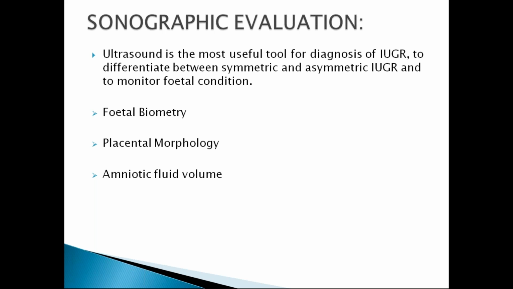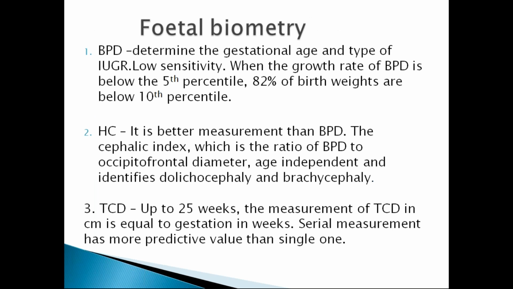So ultrasound has definitely added advantage of all these things. Fetal biometry, they are measuring femur length, BPD, abdominal circumference. Placental morphology, again we have amniotic fluid volume. These are the main things: fetal biometry, placental morphology, amniotic fluid volume. So we are measuring all these things there.